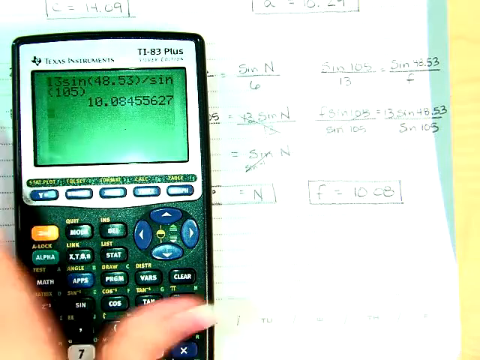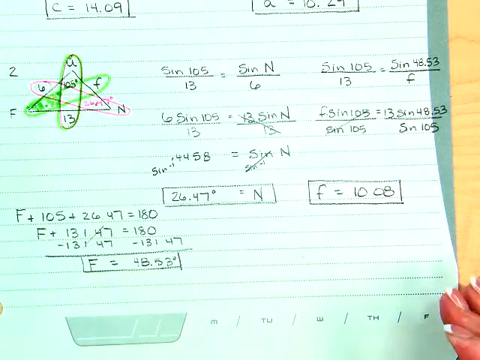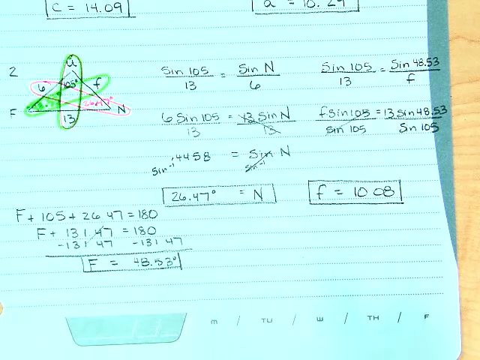So you can use the law of sine to find a missing side length or to find a missing angle. You just kind of have to set up your proportion and then cross multiply.